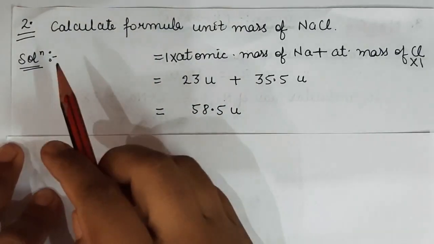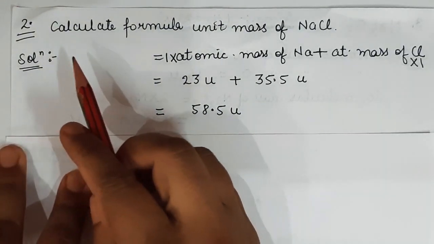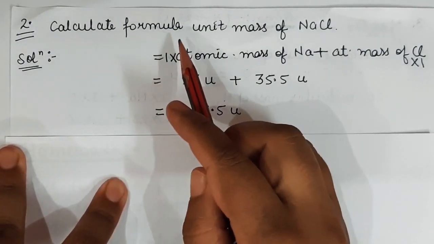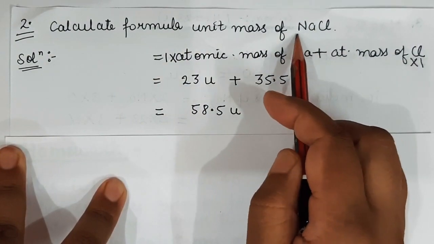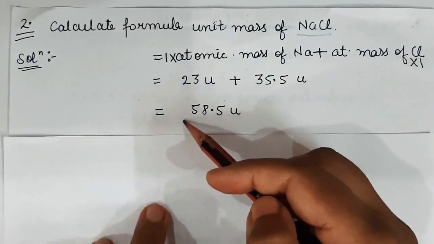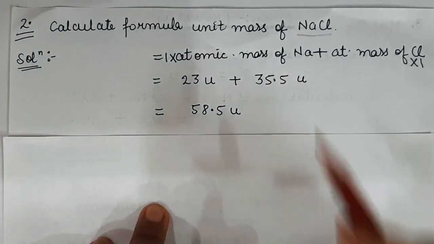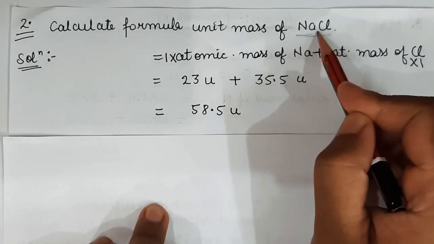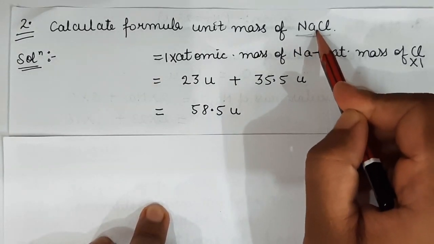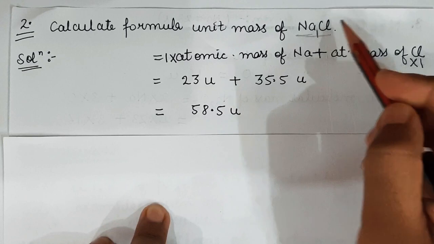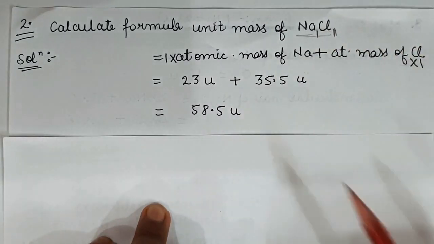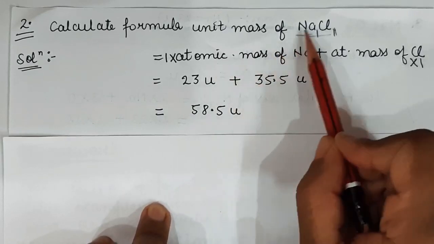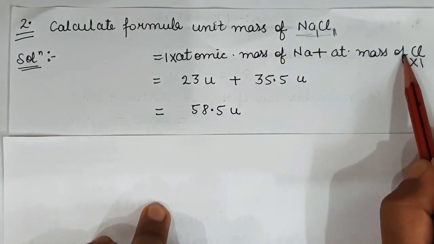Let us take more examples. Second example is calculate the formula unit mass of sodium chloride, that is NaCl. Okay, so atomic mass of sodium into 1 because there is only one sodium atom, and atomic mass of chlorine into 1 because there is only one chlorine atom. So atomic mass of sodium plus atomic mass of chlorine.